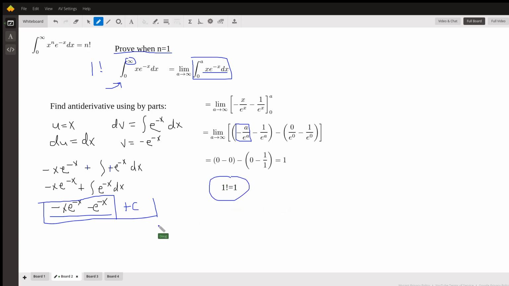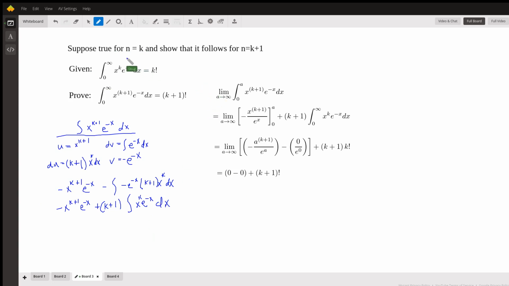Okay. Now the second part: we have to suppose that the formula is true for n equals k and show that it follows that it's true for n equals k plus 1. So in effect, we're given that this is true: the integral from 0 to infinity of x to the k e to the minus x dx equals k factorial. And if that's true, we're supposed to be able to prove this. So this is what we want to evaluate and show that it equals k plus 1 factorial.